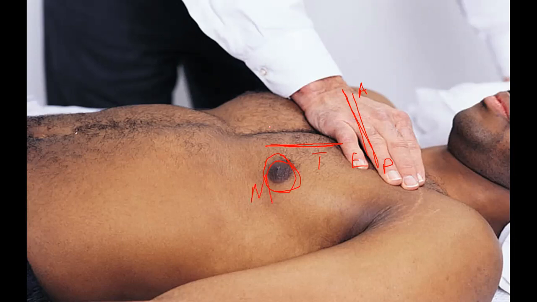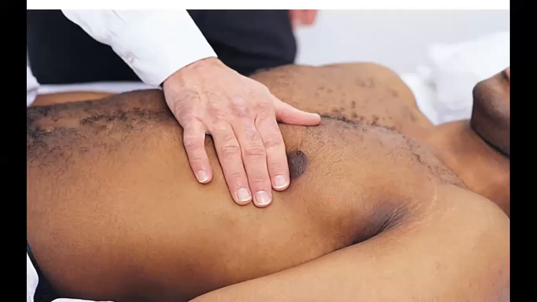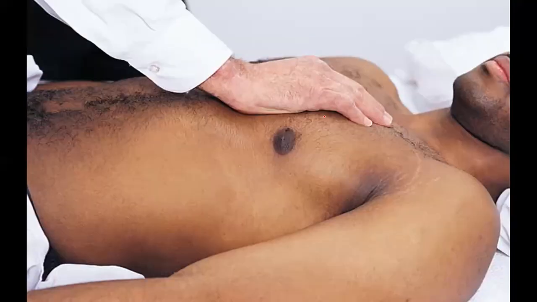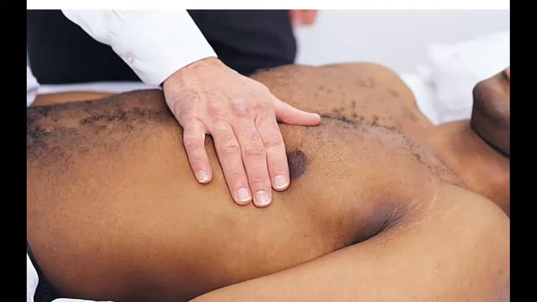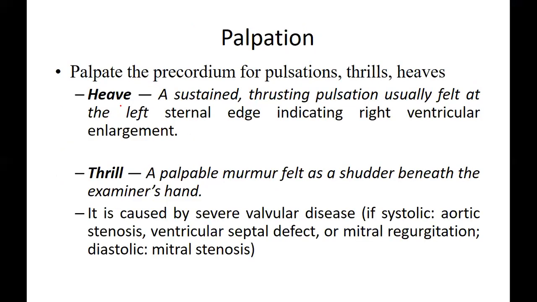Notice how the examiner here moves his hand like that and like that. At this point, you're palpating the areas along the left sternal border. You want to feel for any thrills and any heaves. Lastly, you come to the point of maximum impulse down here, where you feel for the apical pulse and any thrills.